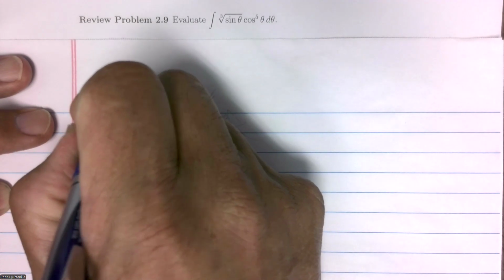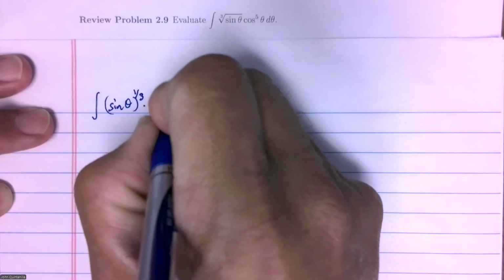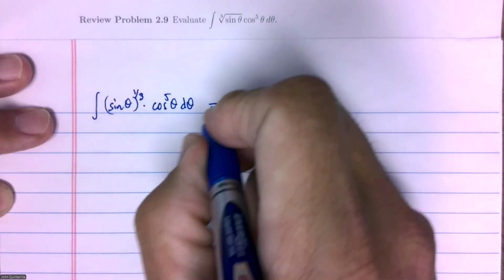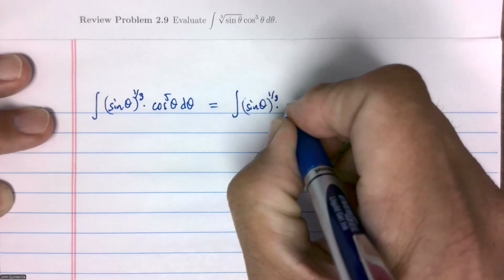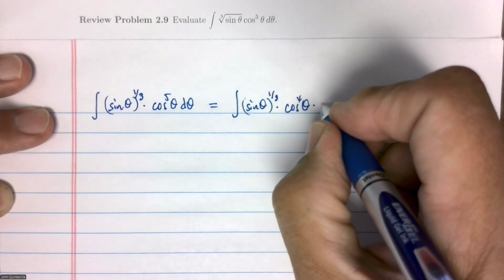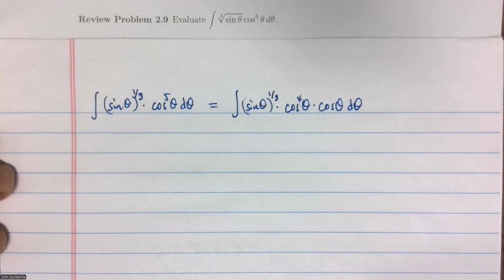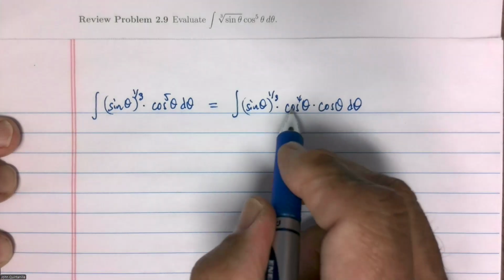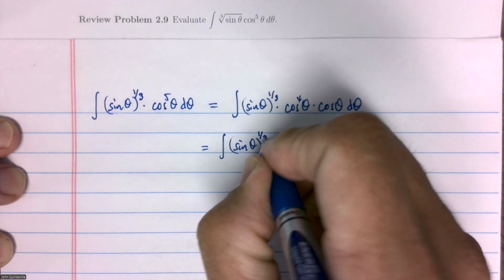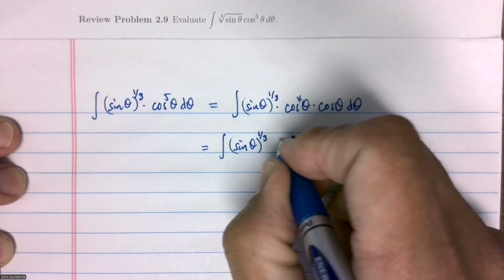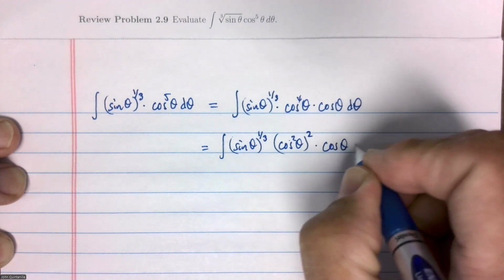So this is the antiderivative of sine of theta to the 1/3 times cosine of theta to the fifth. My first step is that I will split this off as sine of theta to the 1/3 times cosine of theta to the fourth times an extra cosine of theta d theta. Okay, now the next thing that I will do is change this cosine to the fourth into cosine squared theta, squared, so 2 times 2 is 4, times cosine of theta d theta.